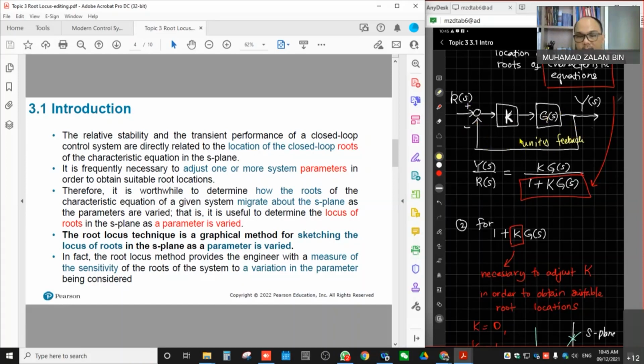We have this system with unity feedback, and we have K parameters. K is the parameter of the system. G(s) is any process. For example, the vehicle control system, G(s), any process that involves maybe a motor, or the acceleration of something. G(s) is the process, K is the parameter. So in terms of the transfer function, we can derive the transfer function.